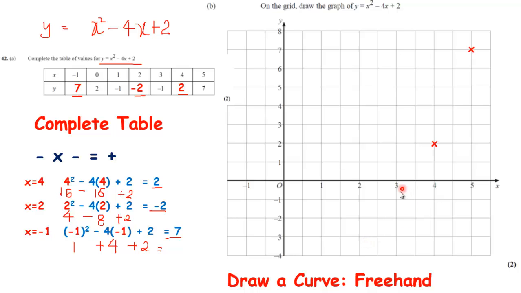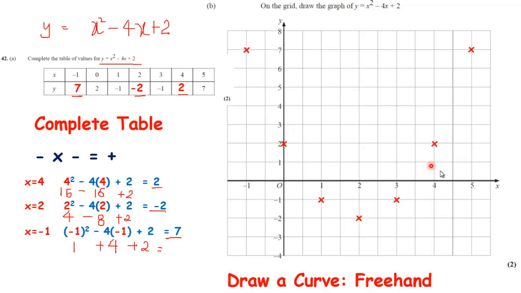Then if I go to 3, it's minus 1. Be careful with these. 2, it's minus 2. 1, it goes down to minus 1. 0, it goes up to 2. And then finally, minus 1, it goes up to 7. Check the points over. They should look nice and symmetrical. If one looks out or a bit wonky, you know you've done something incorrect. Go back and check it.